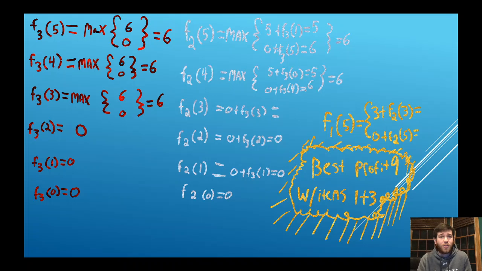So do we take object 1 or not? Well, object 1 gives us a profit of 3, and it weighs 2 pounds. So 3 plus F of 2. Or we don't take it, 0 plus F of 2. The 3 plus F of 2 gives us 9. If we don't take object 1, we have F2 of 5, which is 6. So 9 is better than 6. So the best profit we can make in this example is $9 by taking items 1 and 3. That is how you walk through a knapsack problem.